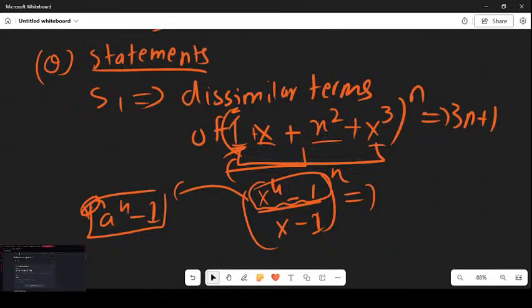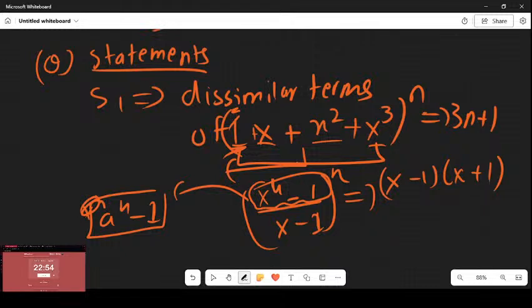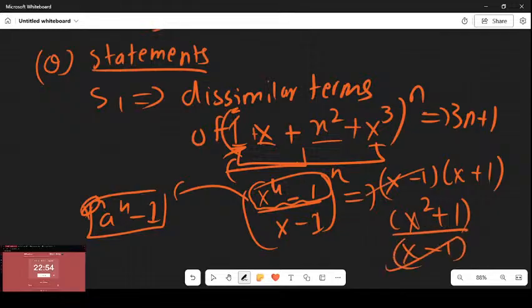Acha, I can factorize this. And yeah, x minus 1 will get cancelled out. We will get it as x minus 1, x plus 1, and x square plus 1. Okay, x square plus 1 divided by x minus 1. This will get cancelled.